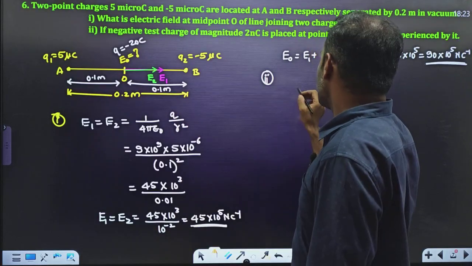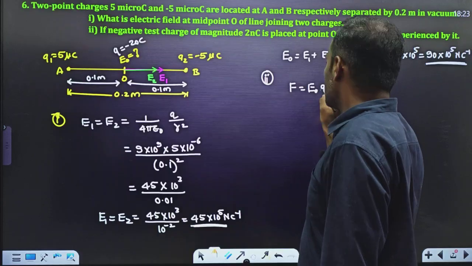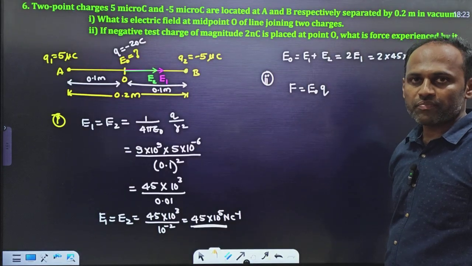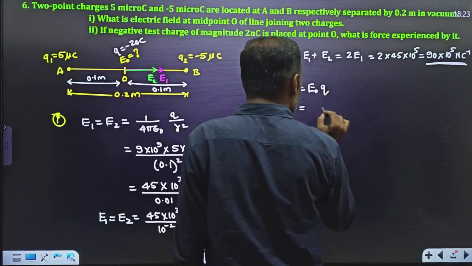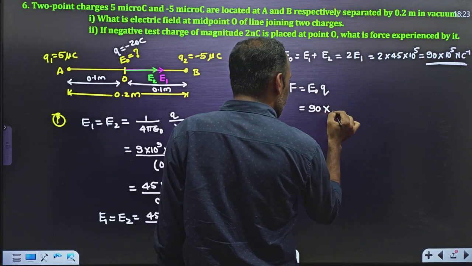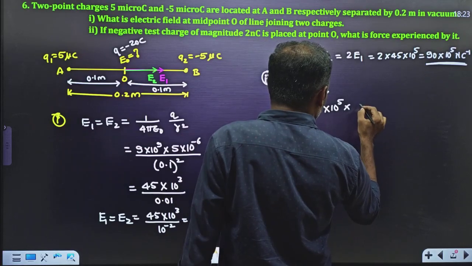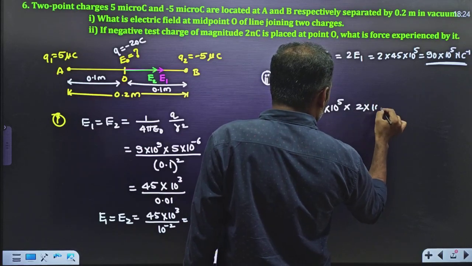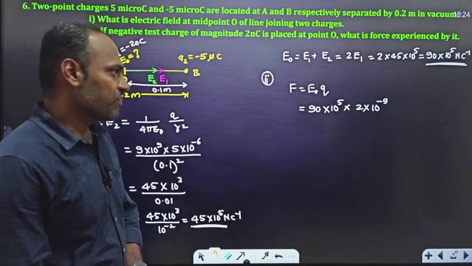So instead of that, you use this formula. F is equal to E into Q. E_O into Q. E_O means you know the electric field at that point. So directly use this formula. So E_O, electric field at point O, that is 90 into 10 raised to 5. Charge at point O, what we have kept is 2 nanocoulomb. Just take the magnitude.